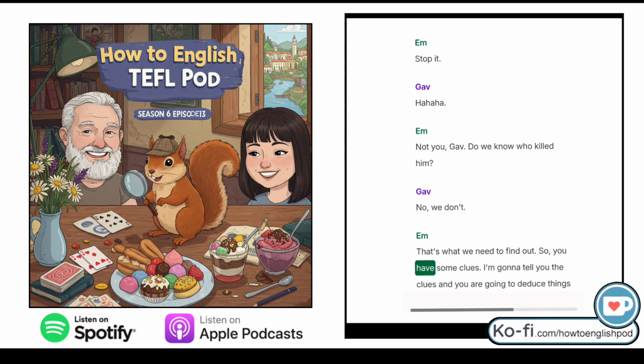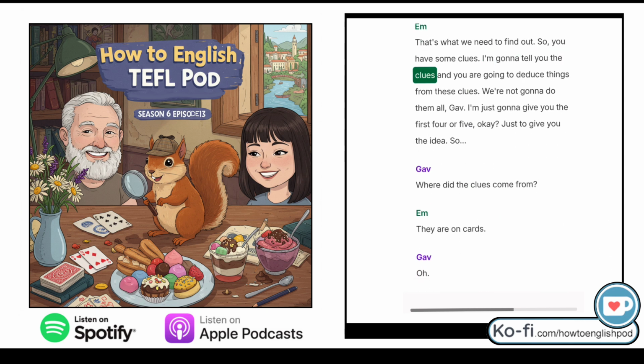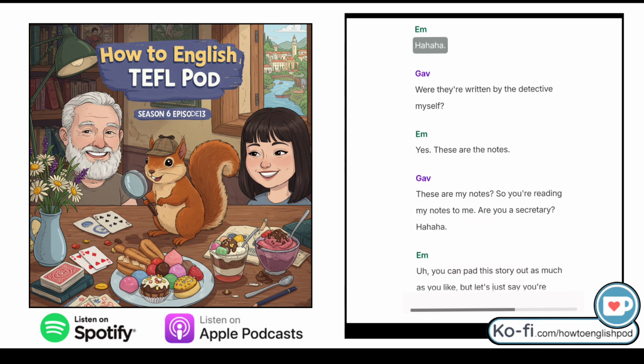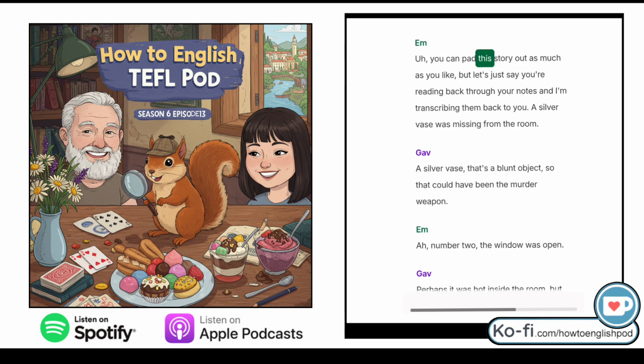So, you have some clues. I'm going to tell you the clues, and you are going to deduce things from these clues. We're not going to do them all, Gav. I'm just going to give you the first 4 or 5, okay? Just to give you the idea. So, where did the clues come from? They are on cards. Oh, were they written by the detective myself? Yes, these are the notes. These are my notes. So you're reading my notes to me. Are you a secretary? You can pad this story out as much as you like, but let's just say you're reading back through your notes and I am transcribing them back to you.